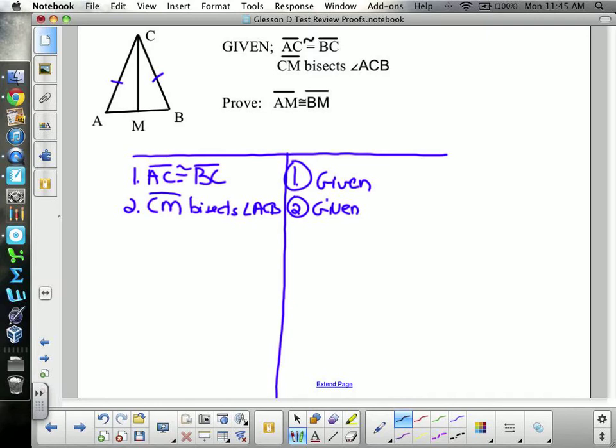Let's do this. CM bisects angle ACB. What does that mean? If I'm bisecting an angle, I'm going to get congruent what? Angles. So what angles have to be congruent, Miles? Angle BCM and ACM? Yeah. Congruent. Reason? What word do we use? Bisect, so definition of bisects.